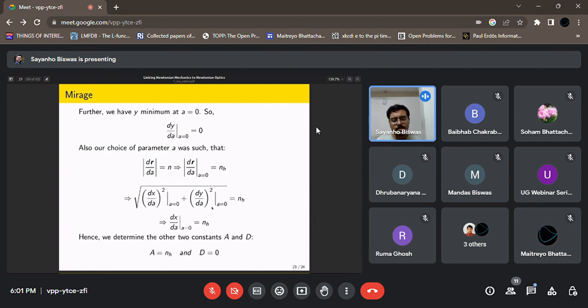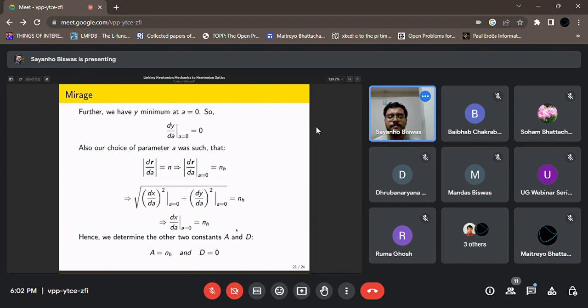Therefore, dx/dA at A equals 0 is coming out to be nh. Therefore, we have two more conditions. Initial conditions, for what to say? We can call it velocity. Some call it the Neumann boundary conditions, that is, the derivatives you are setting to be specific constants or some values. Hence, we determine the other two constants, which are A equals nh, n at height h, and D equals 0.